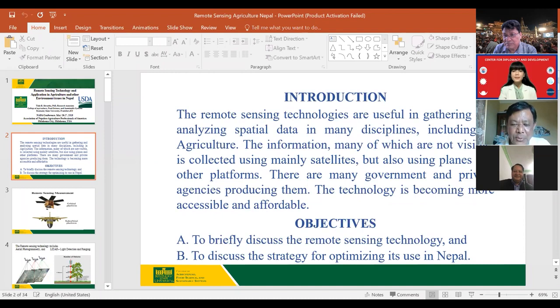basically what we're going to do today is quickly talk about what this remote sensing technology is, just a brief introduction, and how we can use it in Nepal. And then, especially if you specialize in, say, agriculture, how it can be done. Basically, remote sensing is not the answer to all of the questions. It has to work along with other fields.